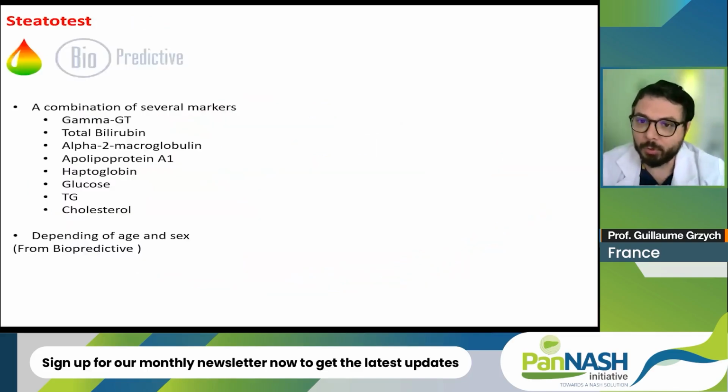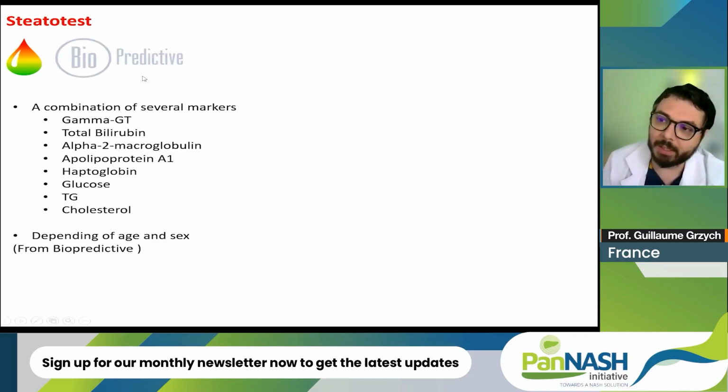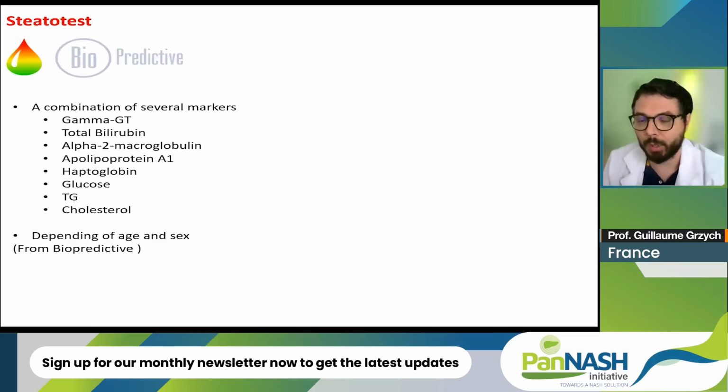The first score used is the SteatoTest. The SteatoTest is a test proposed by the company Biopredictive. When you want to use the SteatoTest, you first have to perform the analytical measurements. After that, you put the results of the analytical measurements into software to get the result of the SteatoTest. And you need to pay to have the result of the SteatoTest.